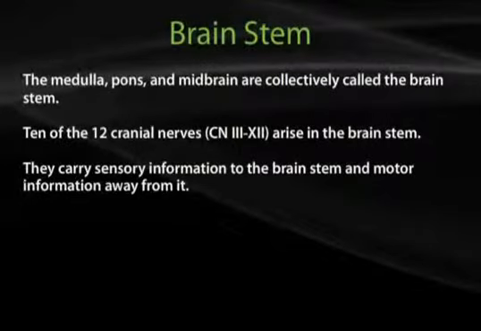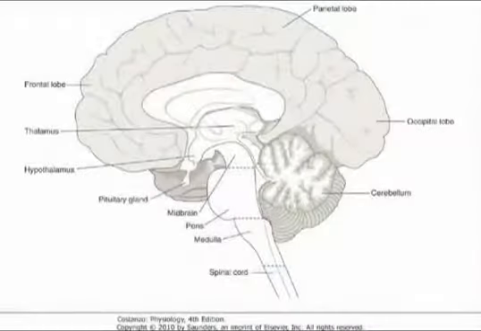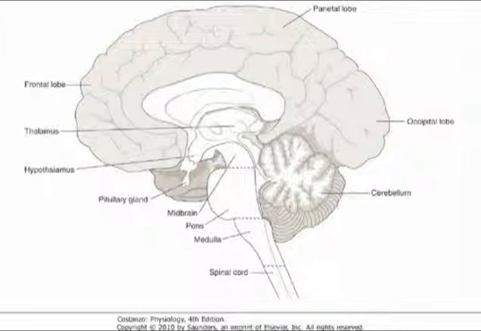Brainstem. The medulla, pons, and midbrain are collectively called the brainstem. Ten of the 12 cranial nerves, 3 through 12, arise in the brainstem. They carry sensory information to the brainstem and motor information away from it. Here is a diagram of the brain as well as the brainstem, and you can see the brainstem is located between the spinal cord and the brain.